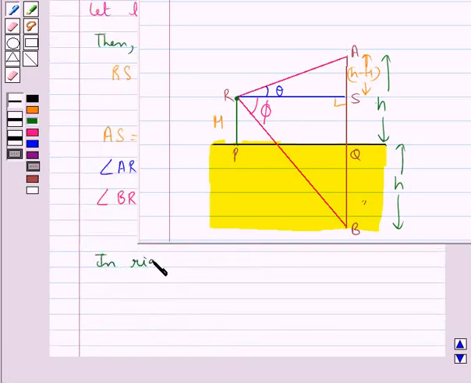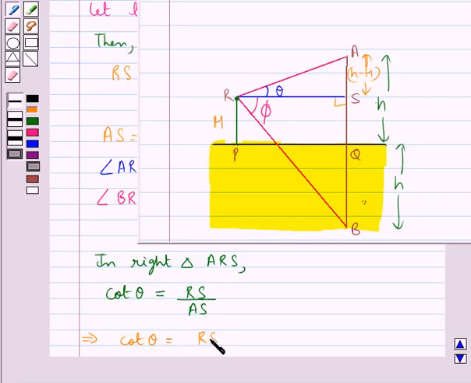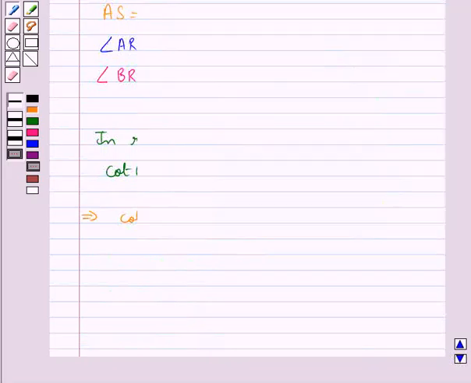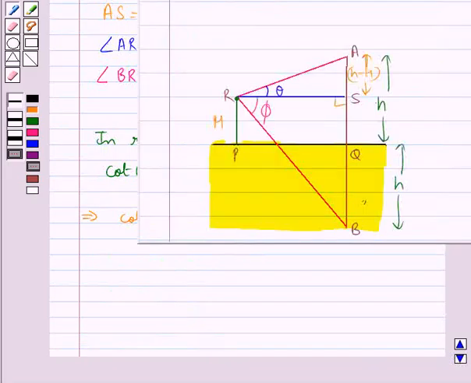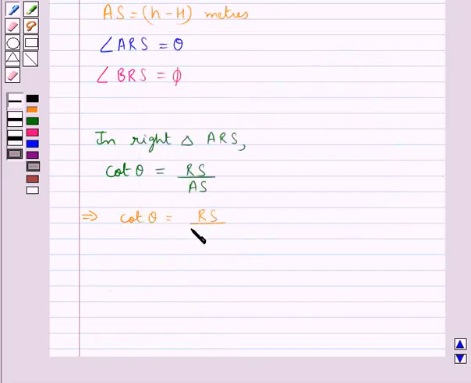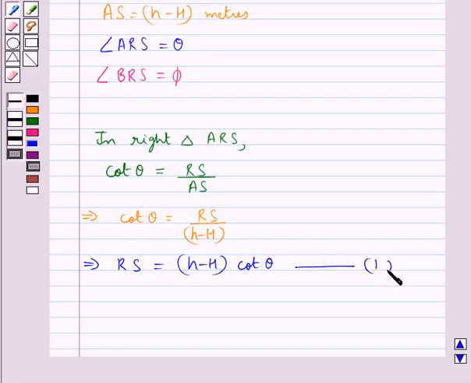Consider the right triangle ARS. In this we have cot theta is equal to the base, which is RS, upon the perpendicular, that is AS, which means we have cot theta is equal to RS upon AS, which is H minus h. This gives us RS is equal to H minus h into cot theta. We take this as equation 1.